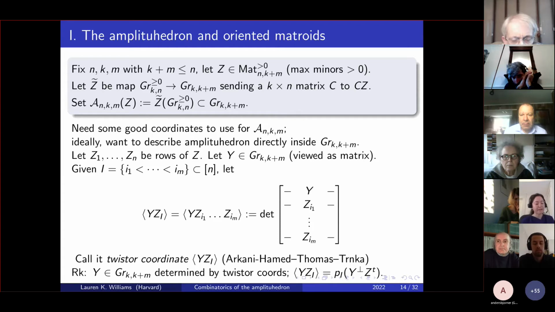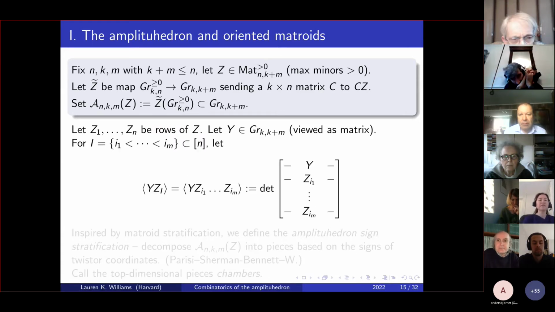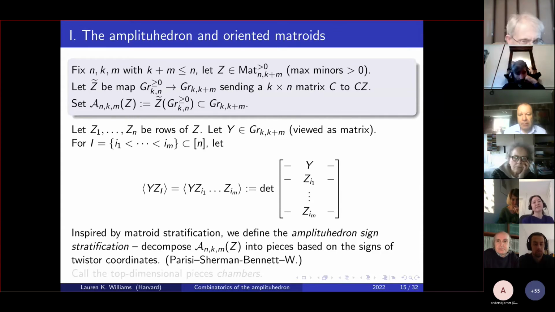Okay, and now if we think back to what we did in the matroid stratification of the Grassmannian, we were taking our Grassmannian and subdividing it into pieces based on either signs of Plücker coordinates or whether or not they were nonzero. So we want to do something similar for the amplituhedron. Inspired by that matroid stratification, let's define the amplituhedron sign stratification, where we will now decompose the amplituhedron into pieces based on the signs of the twistor coordinates. This is something that we looked at with Matteo Parisi and Melissa Sherman-Bennett, and in a sense we had looked at this as well for m equals 1 with Stephen Karp.